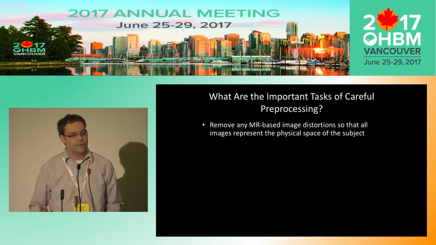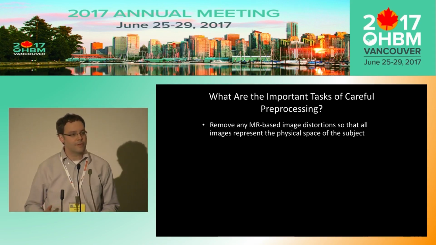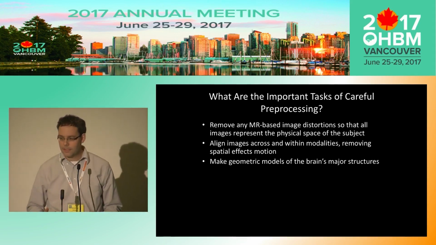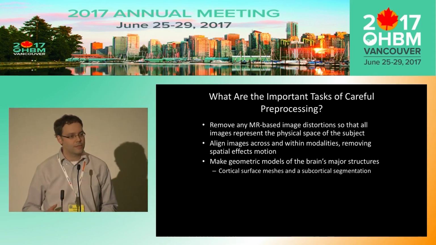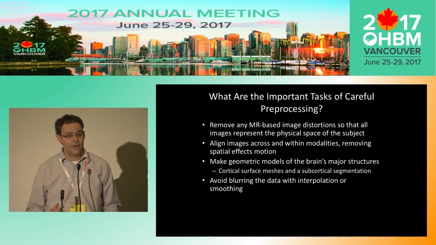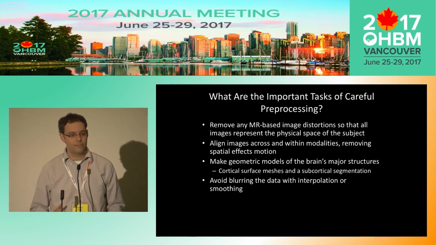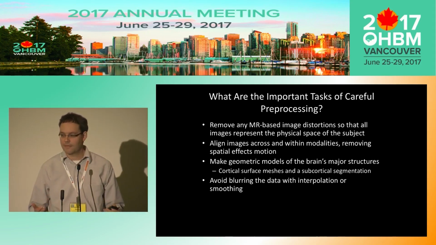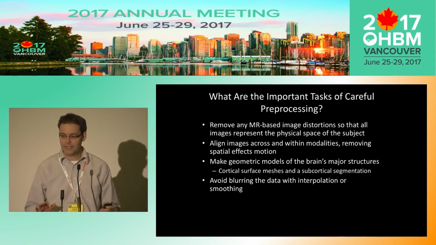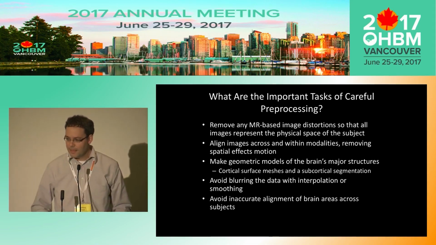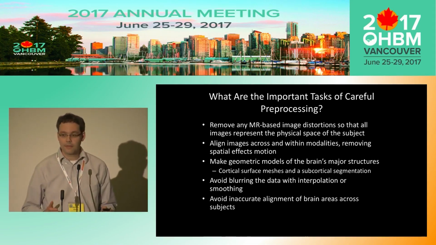So, as I said, we want to remove distortions, so that all of our images represent the physical space of the subject. We want to eliminate the spatial effects of motion, and make geometrical models of our major structures, cortical surfaces, and subcortical segmentation. It's really common practice in brain imaging to blur your data, but if you look across other fields of science, like astronomy, if they take a picture of the sky, they don't then smooth it a bunch and make it harder for them to see what's going on. So I really think that's not a good thing to do, and we didn't do that, and I think it really helped us. Then we need to get our areas aligned across subjects.